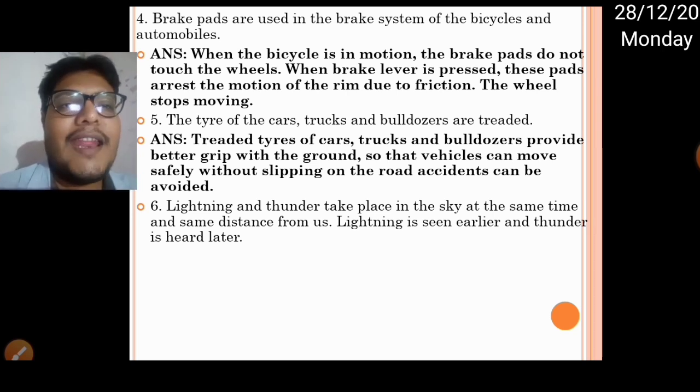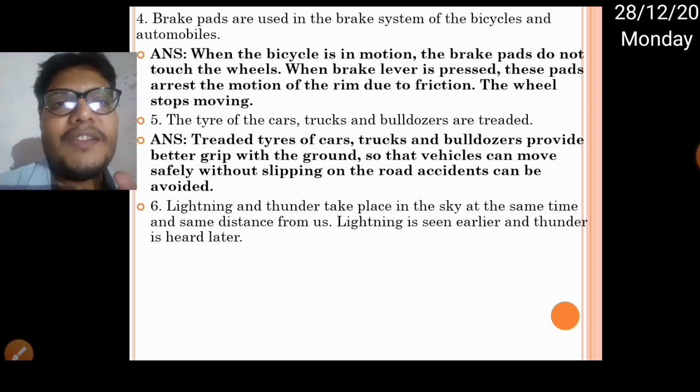Lightning and thunder take place in the sky at the same time and same distance from us. In monsoon season, many times the thunder and lightning both take place in the sky. This lightning is seen earlier but thunder is heard later, right? You just observe that when you are observing the sky and thunder or lightning takes place, you will see the light first, right? And then you will hear the thunder.